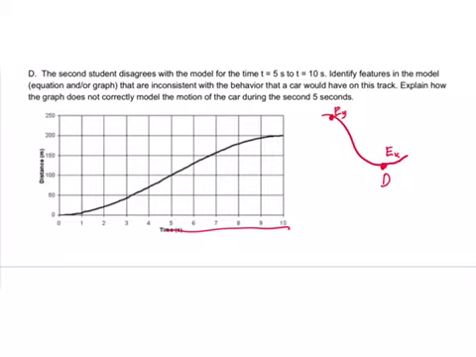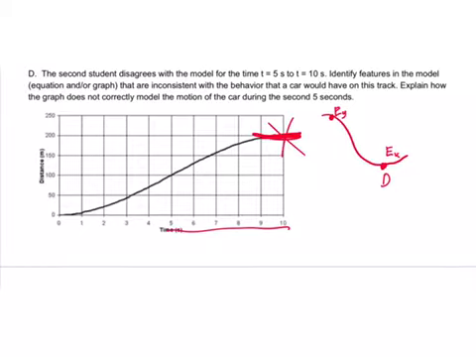So what does that mean in terms of our graph? At 10 seconds, the tangent line of this curve should be the steepest. It is not the steepest here. Actually, it's pretty close to flat here. Okay, so this is the reason why that doesn't work.